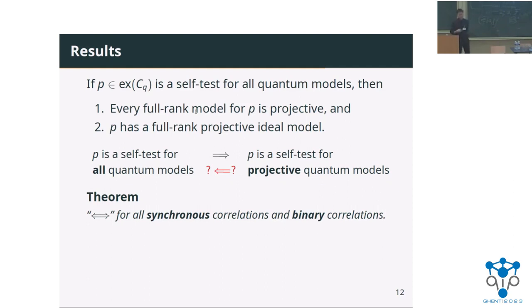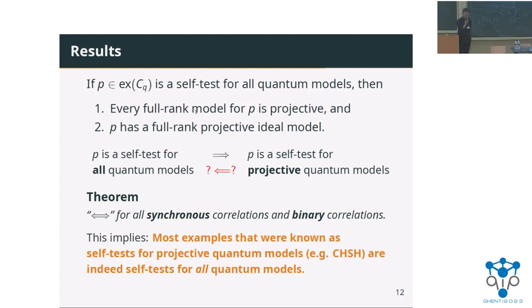If you are not familiar with all those terms and this slide makes no sense to you, don't worry, it's easy to get lost. I nearly lost myself here. The punchline is most examples that were known in quantum cryptography and quantum complexity theory as self-tests for projective quantum models, for example, CHSH, tilted CHSH, magic square, are in fact self-tests for all quantum models. So this resolved the second issue of the standard definition.